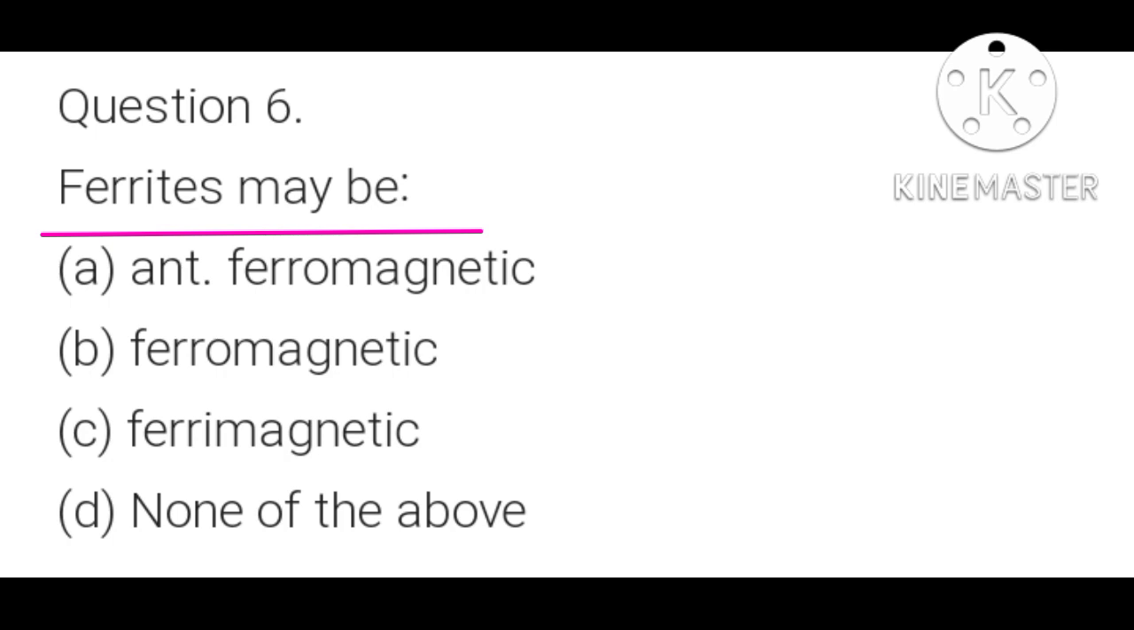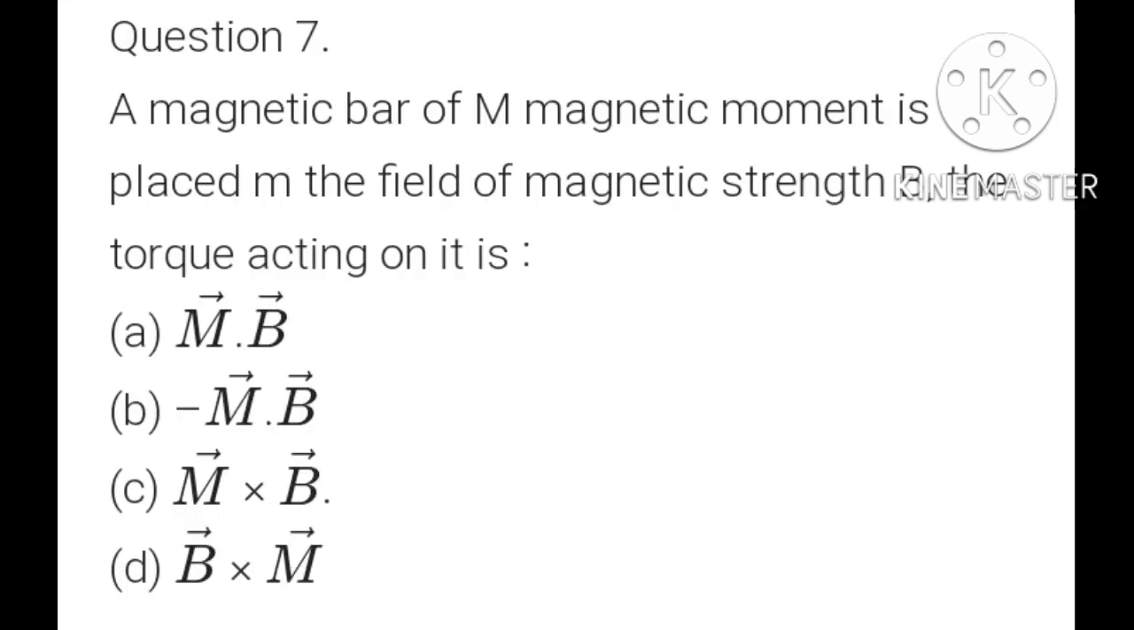Question number 6. Ferrites may be: A option antiferromagnetic, B option ferromagnetic, C option ferrimagnetic, D option none of the above. We know that ferrites are ferrimagnetic materials. They are magnetized or attracted to a magnet. So ferrites also may be ferromagnetic. So here in this question, B is the correct option. Ferrites may be ferromagnetic.